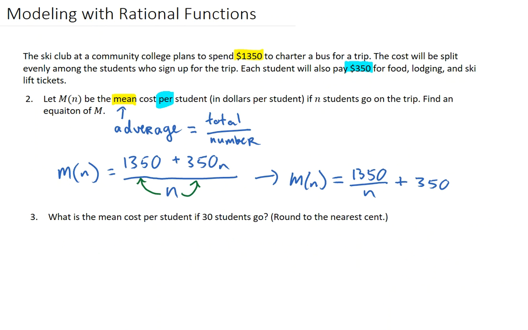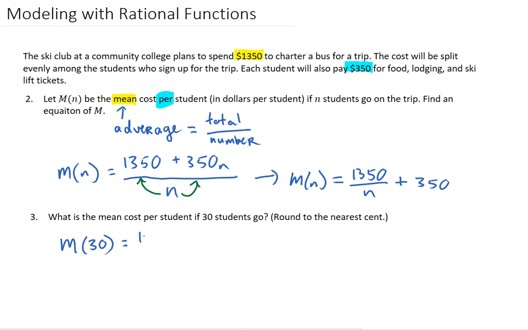Alright, so let's move on to another question. I moved things up so that we could get this next question on the screen. What is the mean cost per student if 30 students go? Now here, all this is asking, this is about the mean equation, not the cost equation that we came up with in the first question. And so what this is asking is what m of 30 is. What's the mean cost per student if 30 students go on the trip?